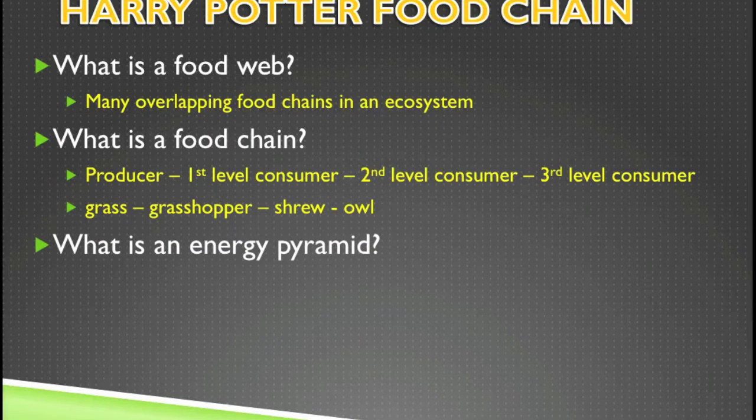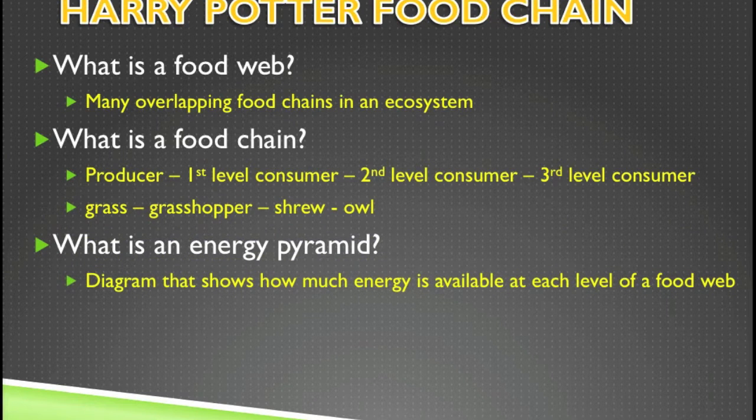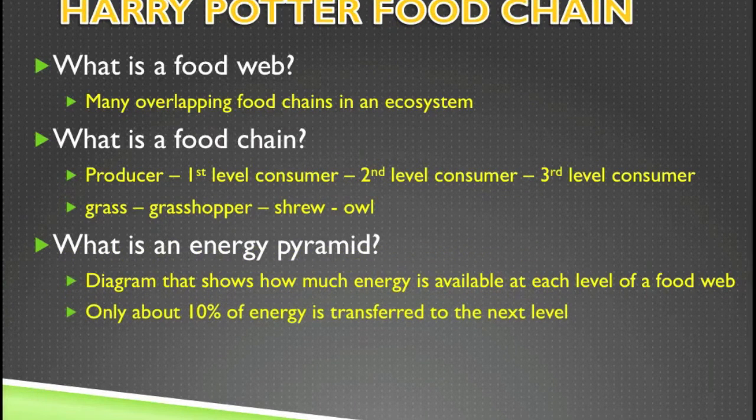So then we take a look at an energy pyramid. And this is a diagram that shows how much energy is available at each level of a food web. So even in the food chain, basically, only 10% of the energy gets transferred to the next level. So when you look at this, the grass has 1,000 kilocalories in it. Okay, so that's what it produces. The grasshopper gets 100 of that from the grass. The shrew gets 10 from the grasshopper. And the owl, the third level consumer, gets 1 kilocalorie from the shrew. So you can see things get dropped pretty quickly here as it goes.